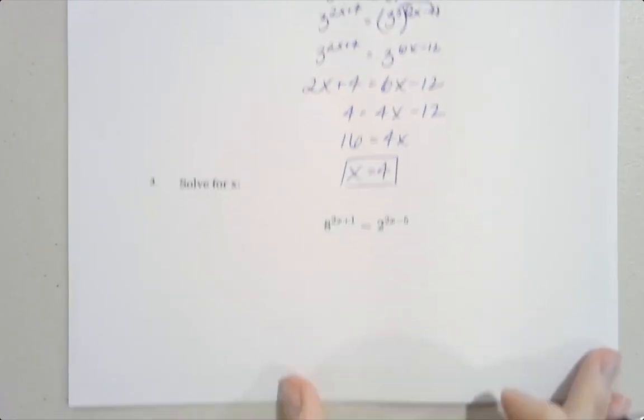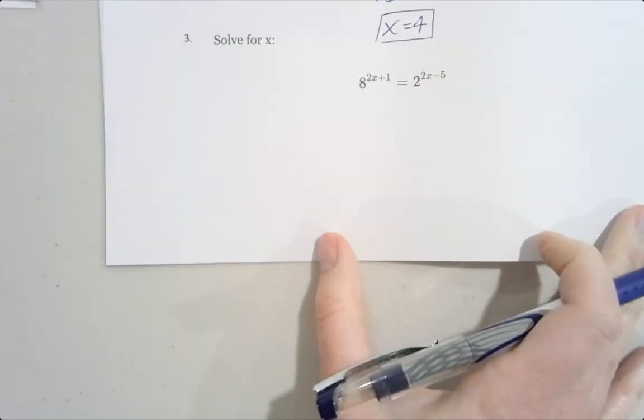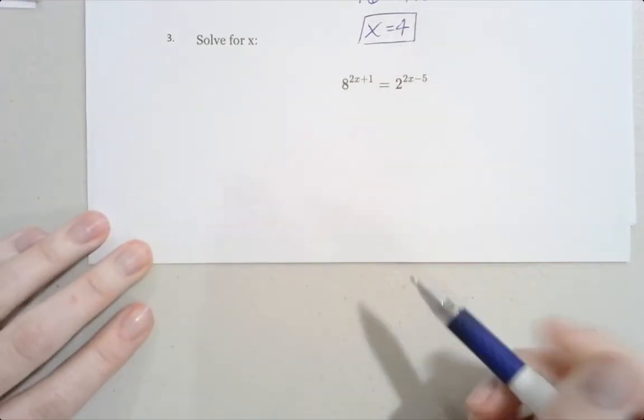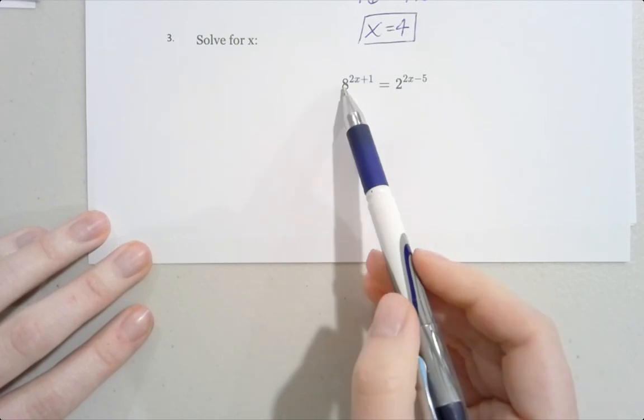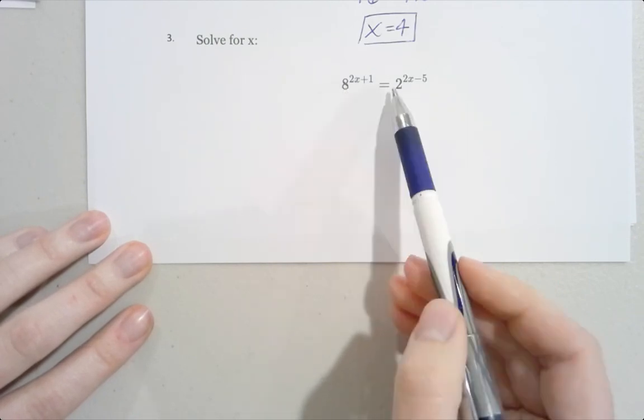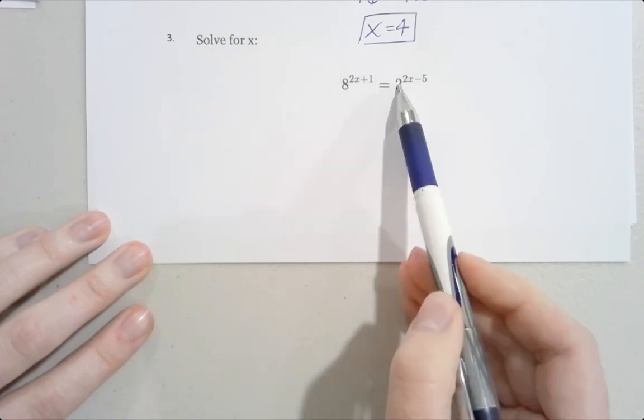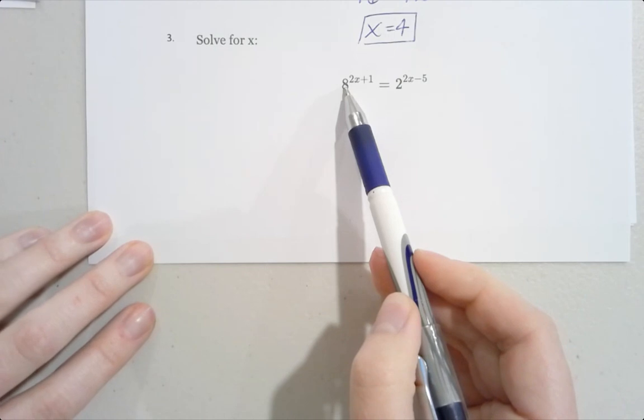All right, let's take a look at problem number 3. So again, I know 2 can't get any smaller, so I'm really going to focus on this 8. And if I want to make these guys identical, is 2 to some power going to give me 8?